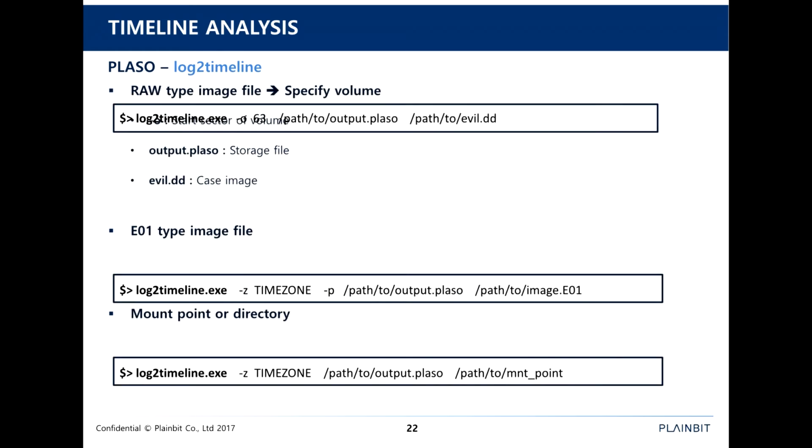The log2timeline tool can be used to input three types of analysis objects: raw image file, E01 image file, volume or folder type. E01 type, volume or folder type is not problematic to run the tool if you enter only the mandatory options mentioned above, but raw type image file cannot be analyzed until the start sector of volume is input. The starting sector input for the volume is the -o option. Identification of the starting sector of the volume must be determined by the analyst and entered.